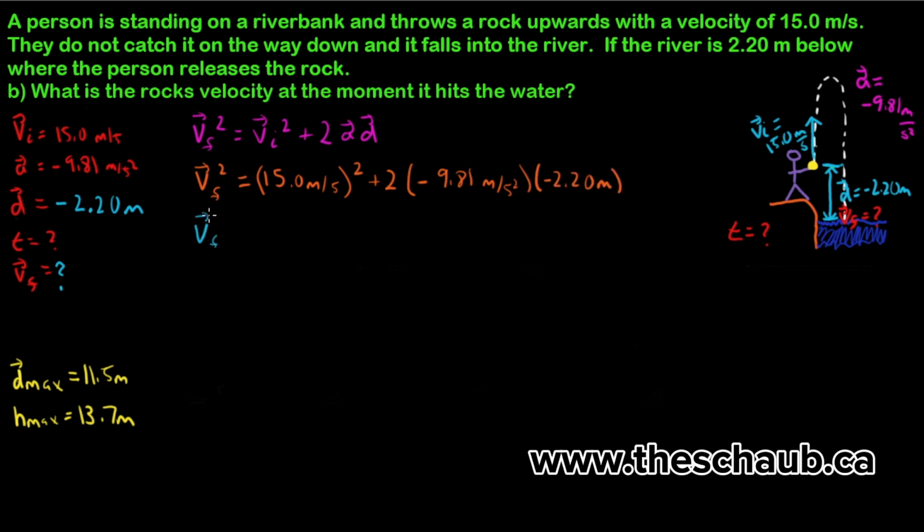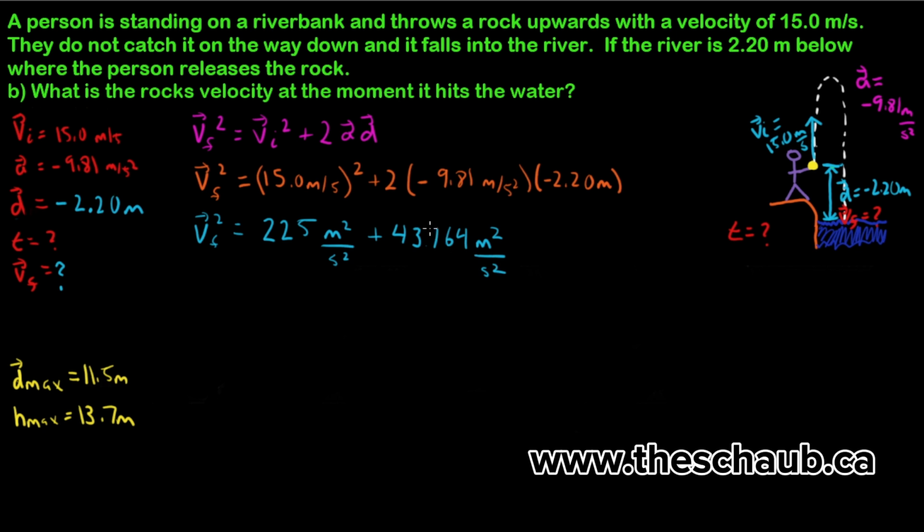So we still have our VF squared here. It's equal to 15 squared, so 15 squared is 225. So 225, and it also squares our units, so meters squared per second squared, plus 2 multiplied by negative 9.81 multiplied by negative 2.20, and this equals positive 43.164. Our meters times meters makes meters squared, and we have just seconds squared on the bottom, so we end up with meters squared per second squared.